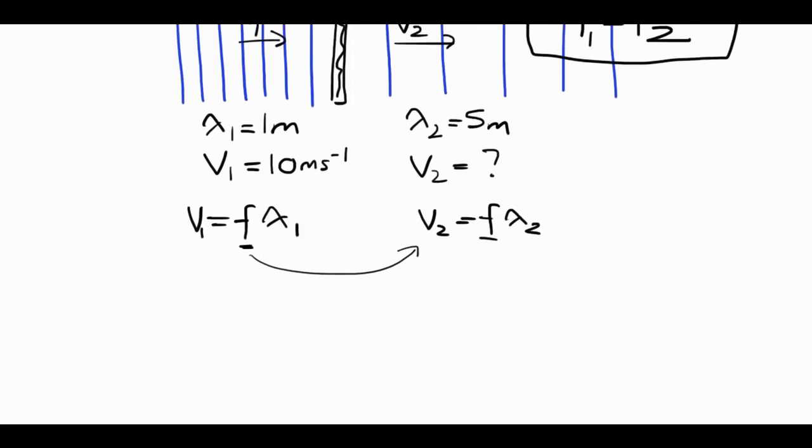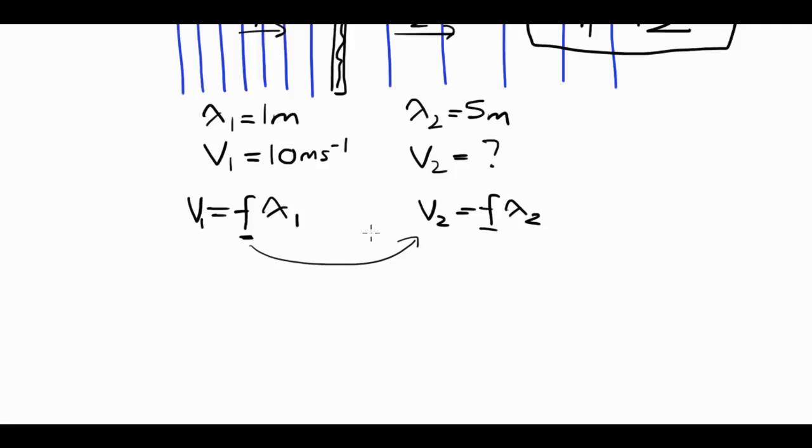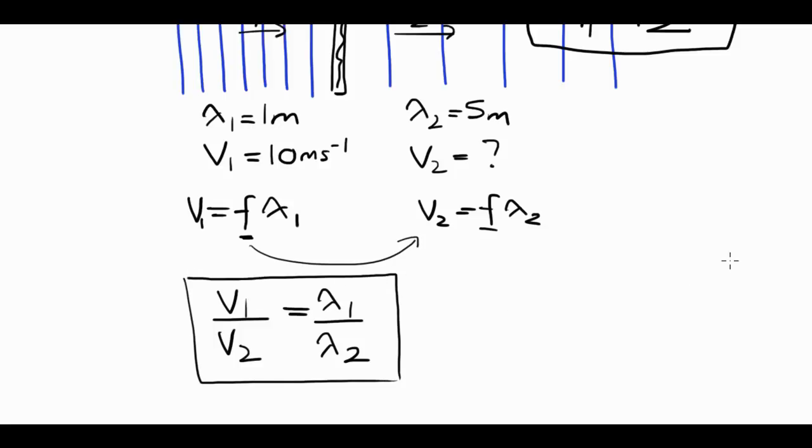Alternatively, you can go straight to a formula on your formula sheet, which actually comes as a result of putting these two equations together, and that formula states that V1 over V2 is equal to lambda 1 over lambda 2, where V1 is the velocity in the first region, V2 the second, lambda 1 is the wavelength in the first region, and lambda 2 the second. So putting numbers into the equation, V1 will be the velocity in the shallow water. Okay, so the velocity in the shallow water is 10 divided by the velocity in the deep water, we don't know, is equal to lambda 1, which is 1 meter, divided by lambda 2, which is 5 meters.